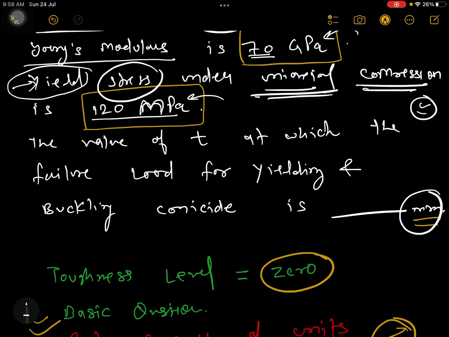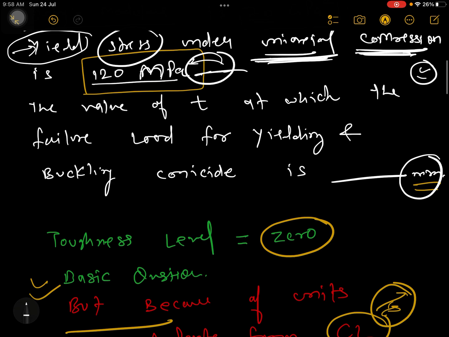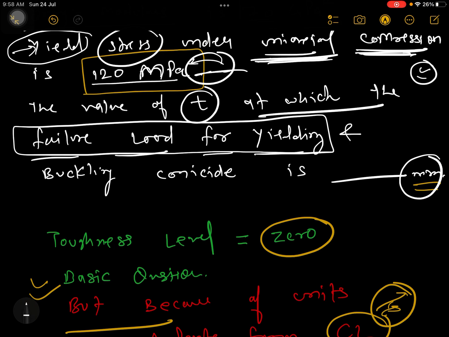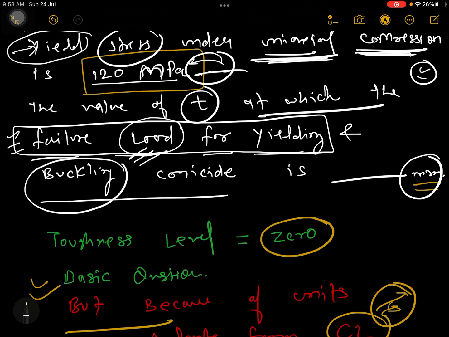Uniaxial compression 120. Now see here, this is a yielding point. They are asking us to calculate the value of T at which the failure load for yielding coincides with buckling. Guys, there is a difference between load and stress. They are different things.